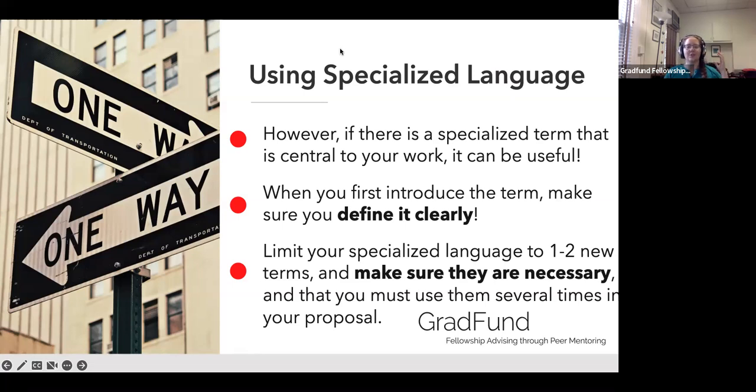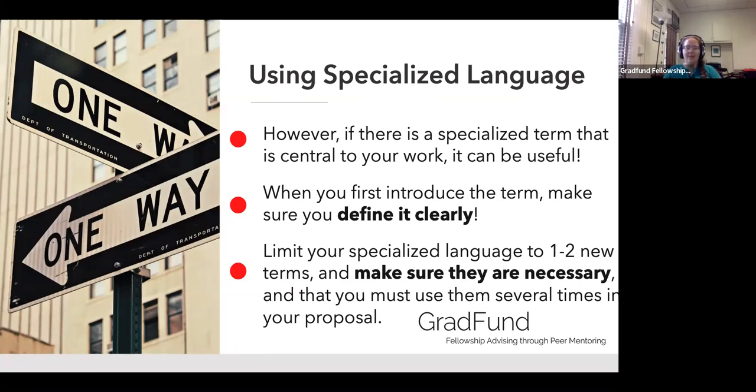Just make sure that when you first introduce a term, you define it really clearly. And try to limit it to 1 to 2 new terms, and make sure they're necessary. If there's a really fancy or specialized term that you only need to bring up once, maybe you don't actually need to bring it up. Can you just put in the definition, or just describe what it is that you're saying?